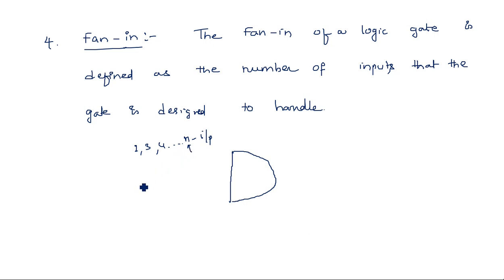You cannot increase the number of inputs to whatever extent you want, because the gate must have the capability to withstand the number of inputs that you are giving. So there should be a limit on the number of inputs. This is called fan-in. Fan-in deals with the number of inputs you are connecting at the input of a gate, which the gate can handle.